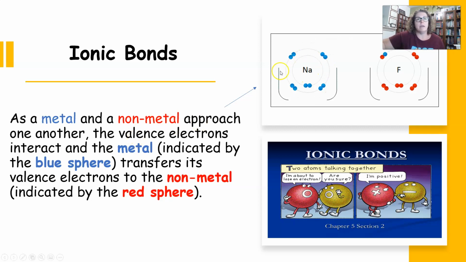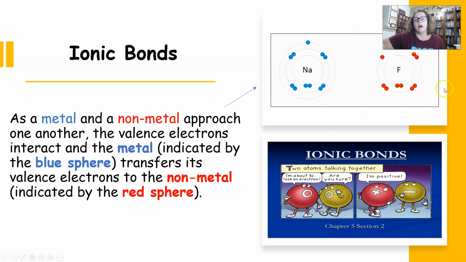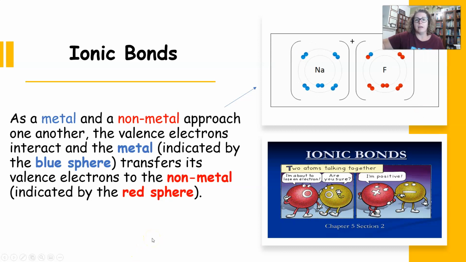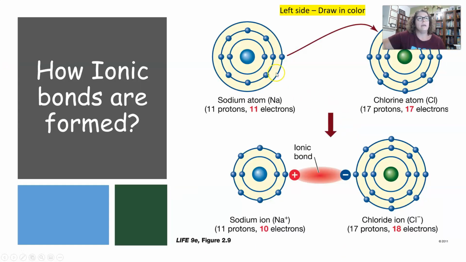So as you see right here in the little simulation, when the metal loses, it will become a positive charge. And when the nonmetal gains the electrons, it will create what's called a negative charge. Okay? So as we go through here, pay close attention to which type of metals like to lose and which ones like to gain.